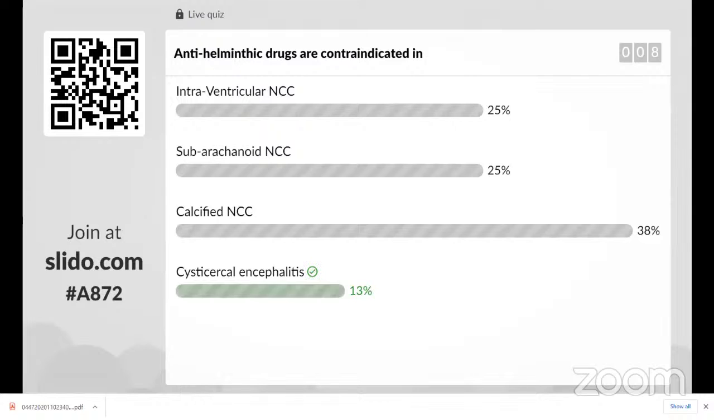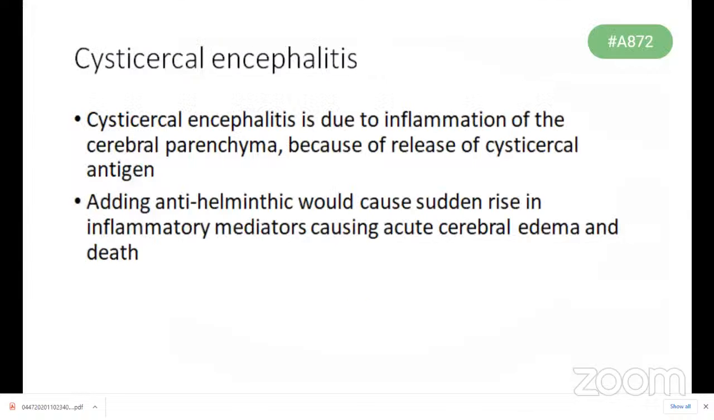So the correct answer actually here is cysticercal encephalitis. In the other 3 conditions, probably calcified neurocysticercosis, you are not going to use anti-helminthic therapy, but if you use it, it is not going to cause any harm. But if you use it in cysticercal encephalitis, it is a disease because of inflammation of the parenchyma due to release of antigens. So if you add anti-helminthic therapy, it would lead to a sudden increase in the inflammatory mediators, leading to acute cerebral edema and maybe death. So if the patient has cysticercal encephalitis, which is a rare entity, one should not be using anti-helminthic therapies. It is actually contraindicated. In the other conditions, probably it is not indicated, but it is not contraindicated. So it was a little tricky question.